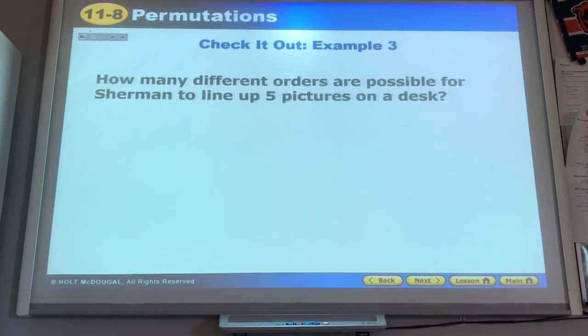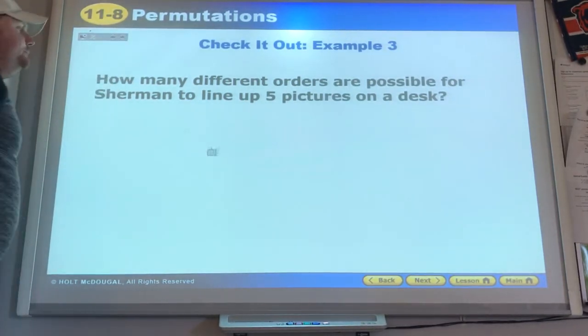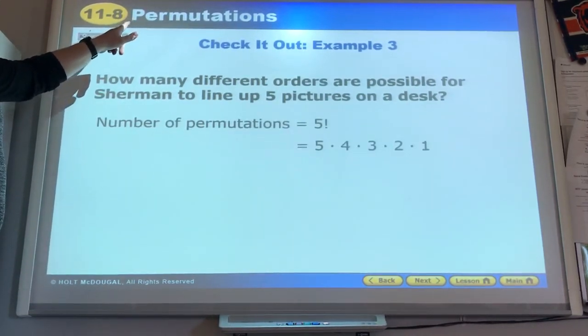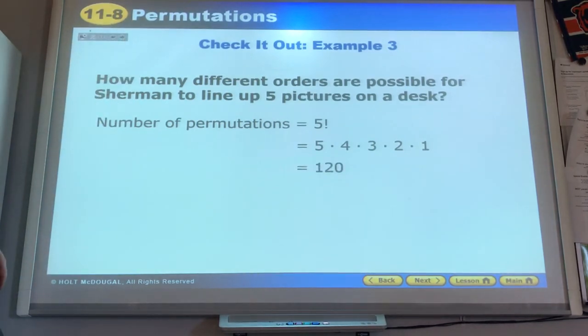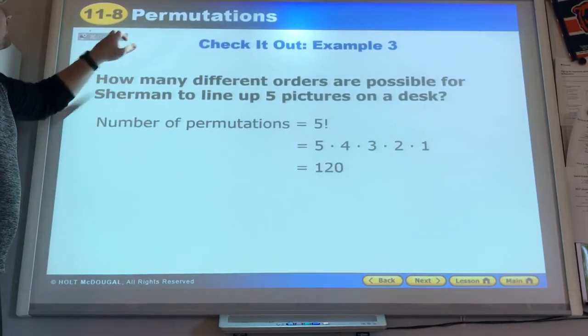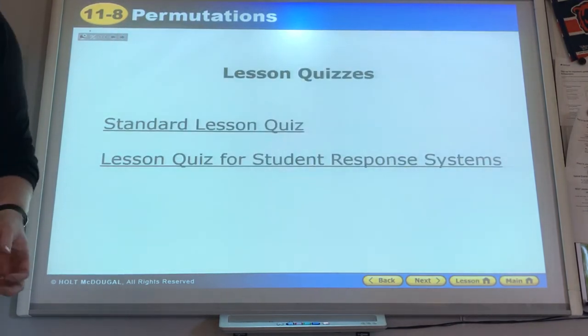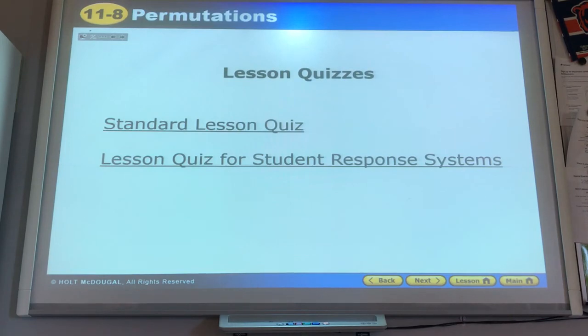How many different orders are possible for Sherman to line up 5 pictures on his desk? So we would think 5 factorial, which means 5 times 4 times 3 times 2 times 1, and 120 are there. You're ready to go. These are when the order is important. You use a factorial, which makes your life much easier.